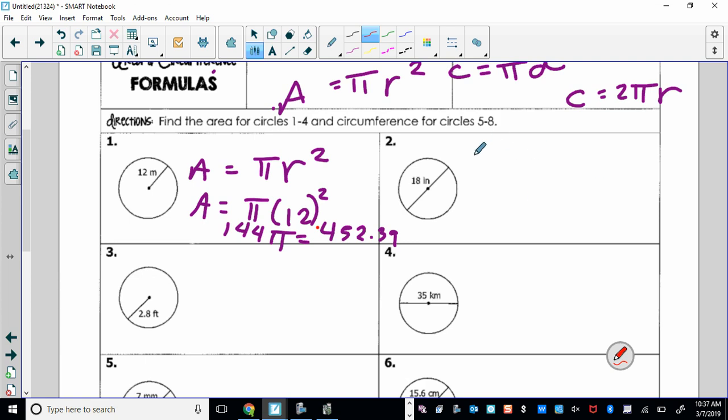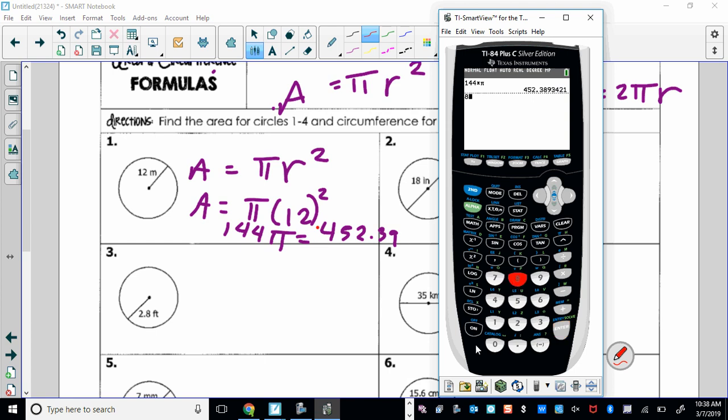So number 2 is the same thing. Area is pi radius squared. Area is pi, what's the radius? Good job, 9, right? Not 18. So area would be 81 pi, or this is approximately what? So pull your calculator, you put 81 times second pi, or you just put second pi next to it, which is this sign here. Enter, gives you 254.47.